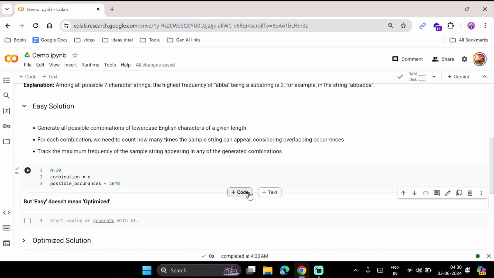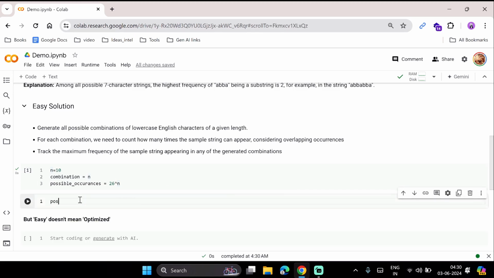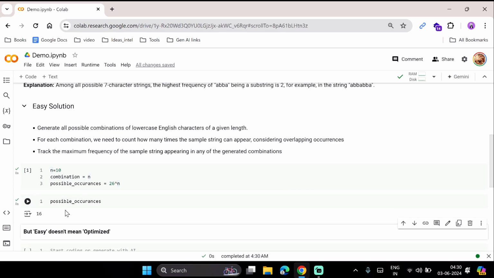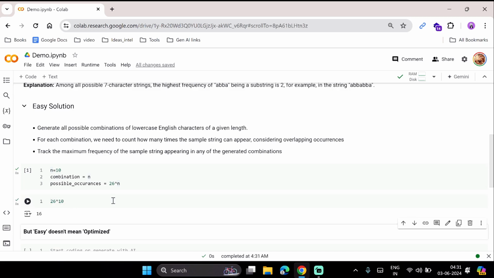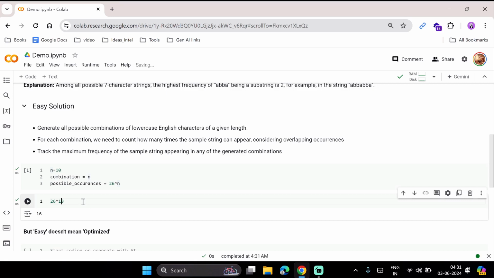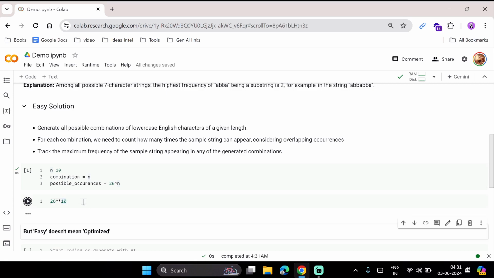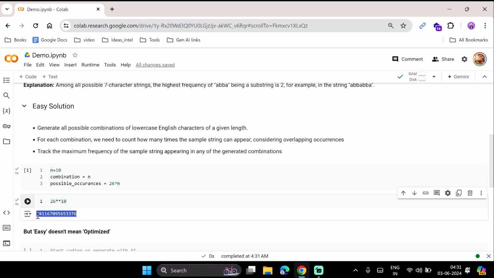Let's just also print it out. Possible occurrences. Just say 26 to the power 10. Oh, okay, I forgot that to the power is not referred to by this symbol in Python. It is this. If I calculate this, it comes out as a very huge number. Okay, this is the issue.